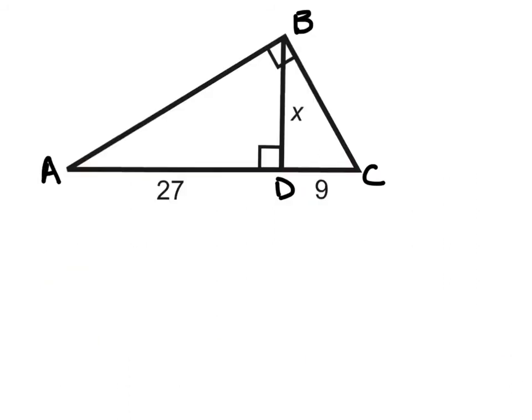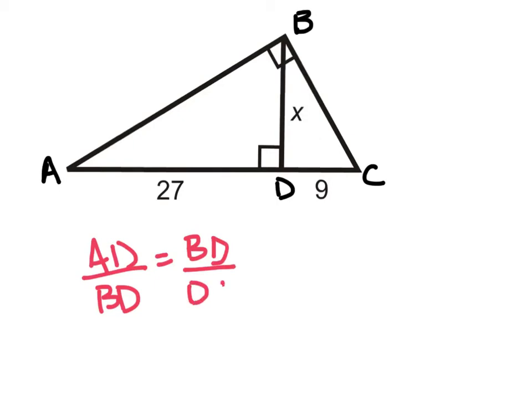Okay, let's try this out. Looking at this first sample problem, I notice that I have both parts of my hypotenuse labeled for my big triangle, and I notice that the height of my big triangle is missing. It looks to me that I'm going to be addressing corollary number 1. Corollary number 1 states that AD over BD is equal to BD over DC.